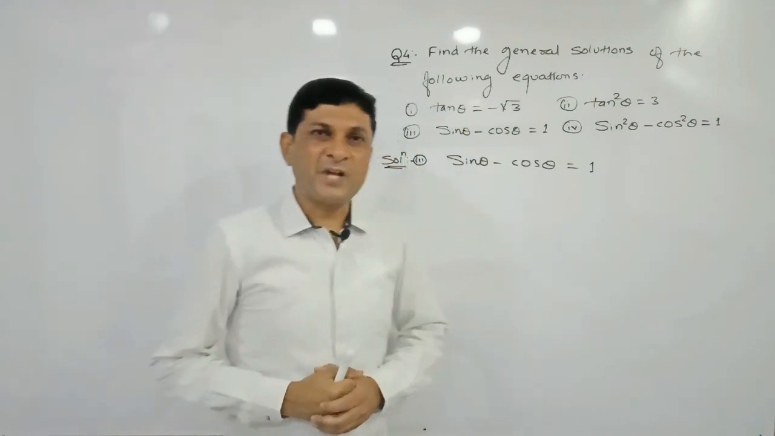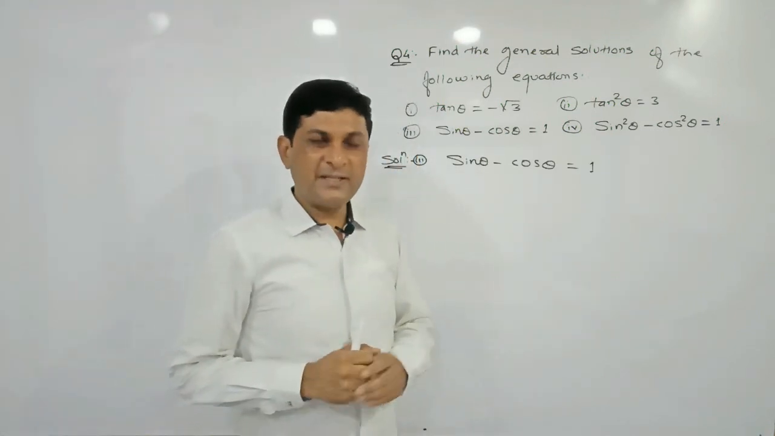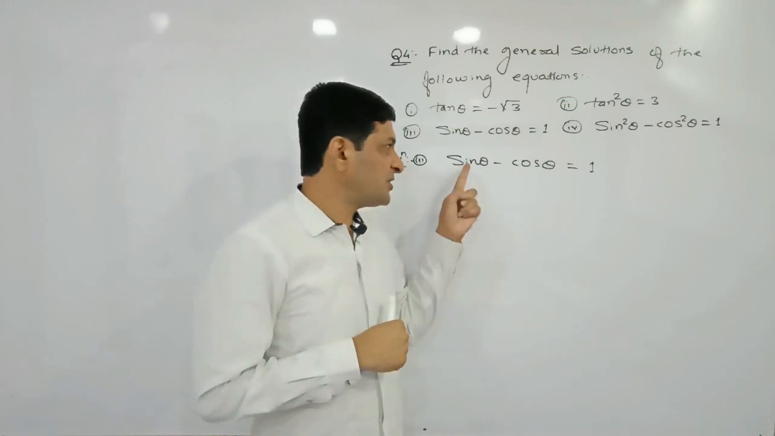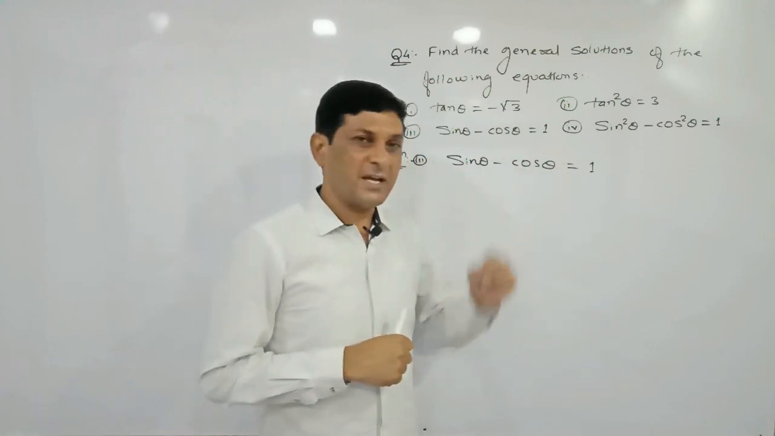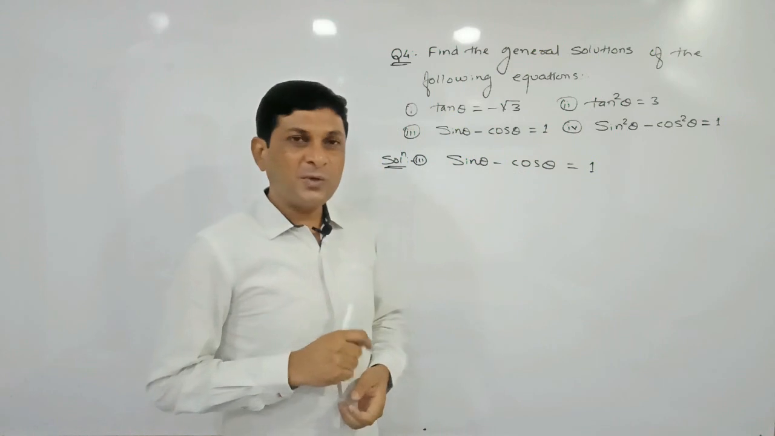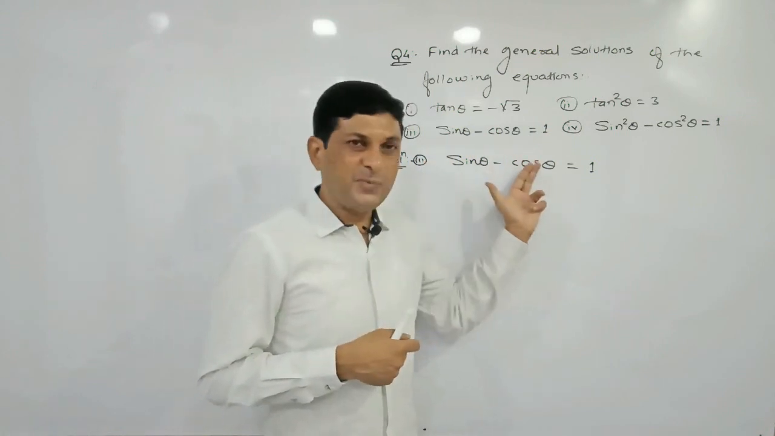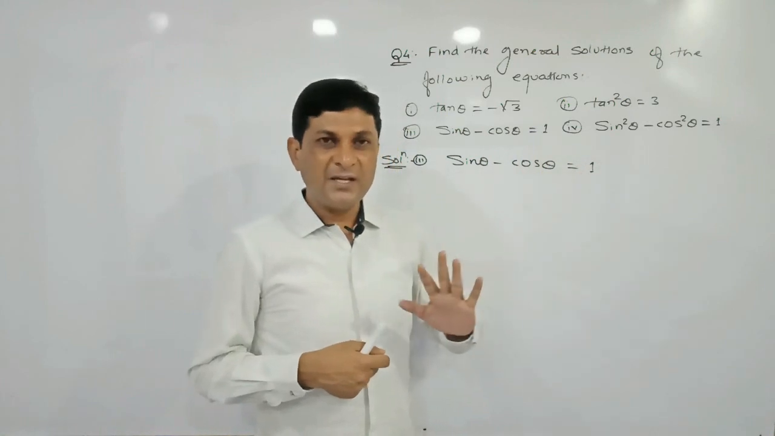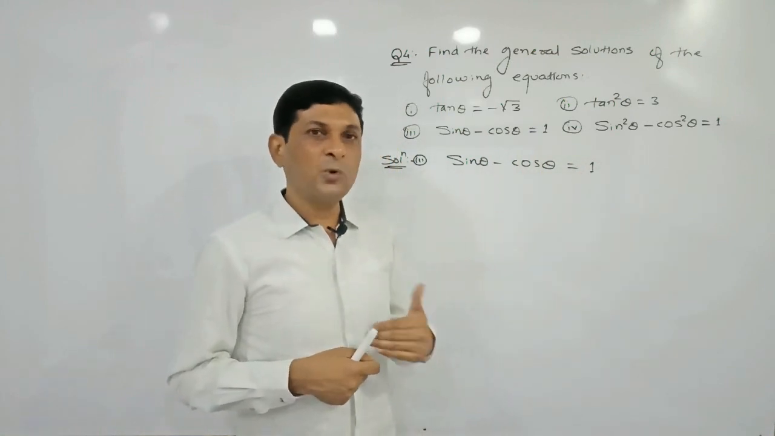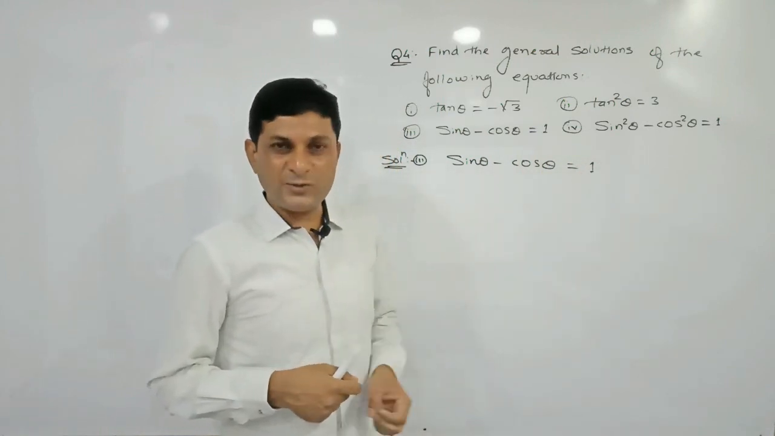Now let us try to solve example number 3. In this case, the given trigonometric equation is sin theta minus cos theta is equal to 1. So now we can observe that here the equation is in the form of a sin theta plus b cos theta is equal to c. In such cases we divide both sides by under root a square plus b square.